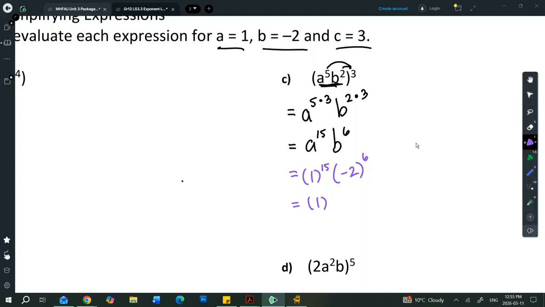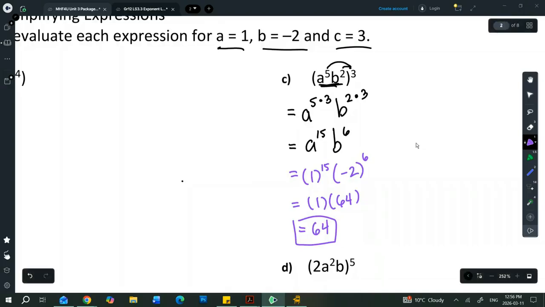No, so that's to the exponent 6, right? Not times 6. 64. And then we have 1 times 64. So obviously just 64 there. Okay, great.